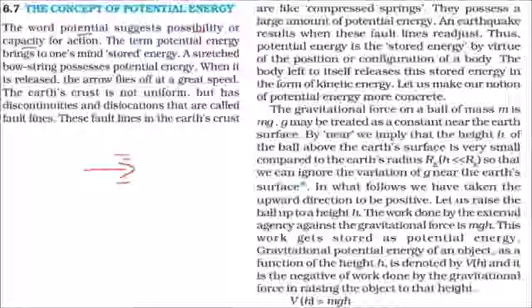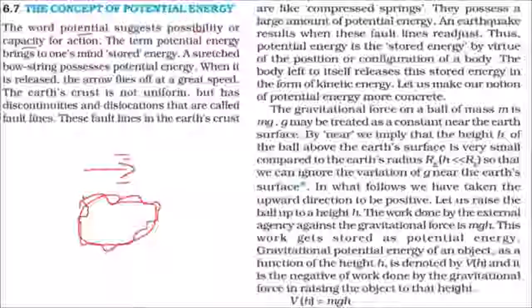Now, Earth's crust is not uniform. It has all types of discontinuities and dislocations, that are all fault lines. These fault lines in the earth's crust are somewhat like compressed springs. They have a large amount of potential energy. Whenever an earthquake occurs, these fault lines readjust. So potential energy is simply the stored energy by virtue of the position or configuration of the body.